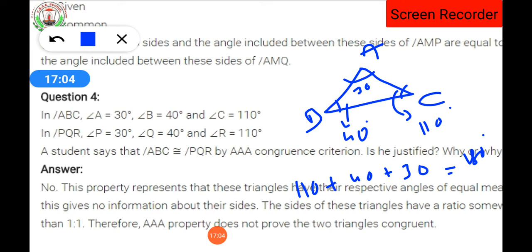But a student asks: if we have a triangle ABC and the measurements of all three angles are given as angle A is 30, angle B is 40, angle C is 110, then the student asks his or her teacher whether the three angle congruence criteria is valid or not. That means, if we have a triangle and its three angles are given, then with the help of those three angles, is the angle congruence criteria applicable or not? That is the question asked by a student to his teacher.